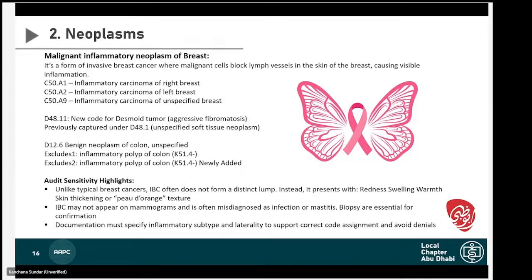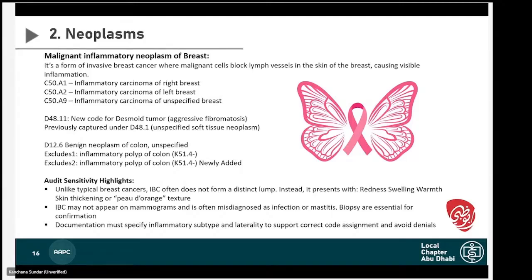Check for redness, swelling, warmth, and also orange peel texture in your document, because the signs and symptoms of inflammatory carcinoma are quite different from other carcinomas of the breast. And please don't have a habit of sticking with a lump. That would be a pitfall for us as coders. So please be cautious about the signs and symptoms while checking for breast cancers.